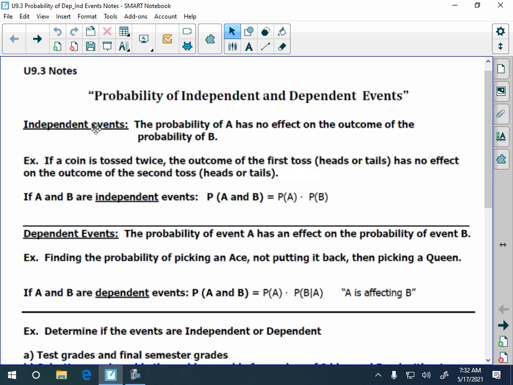All right, so if A and B are independent events, the probability of A and B is equal to the probability of A times the probability of B. So we just multiply the two probabilities together.